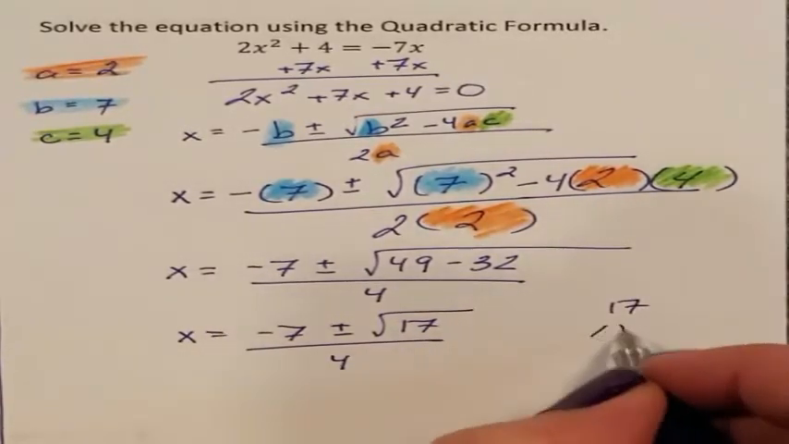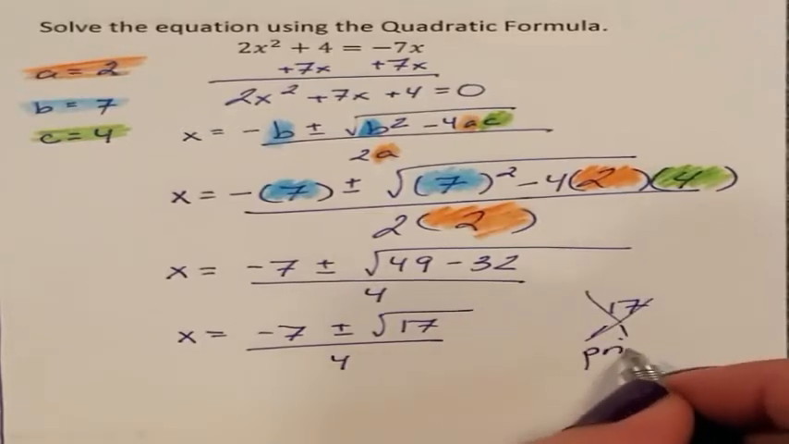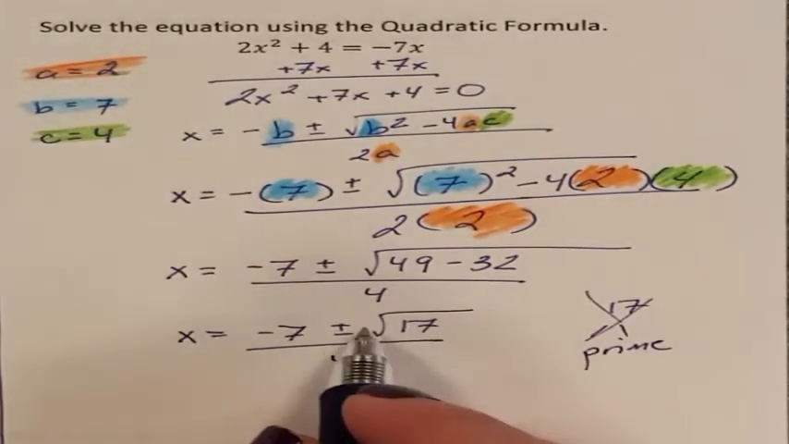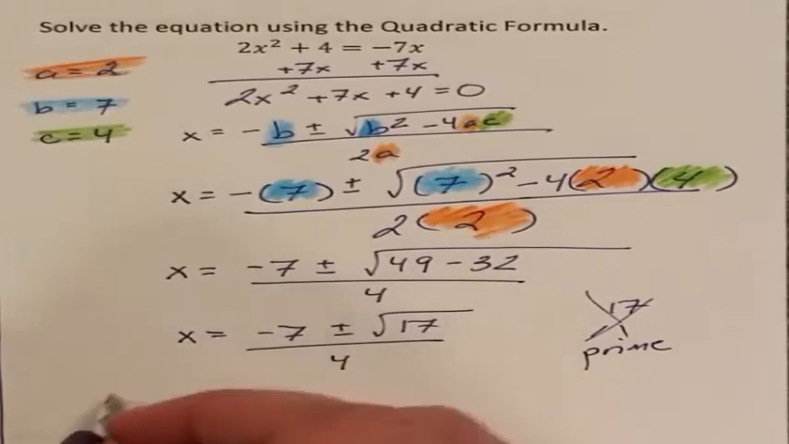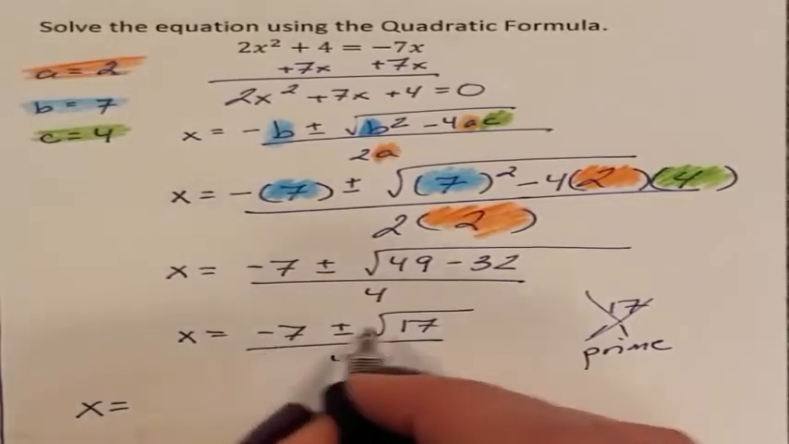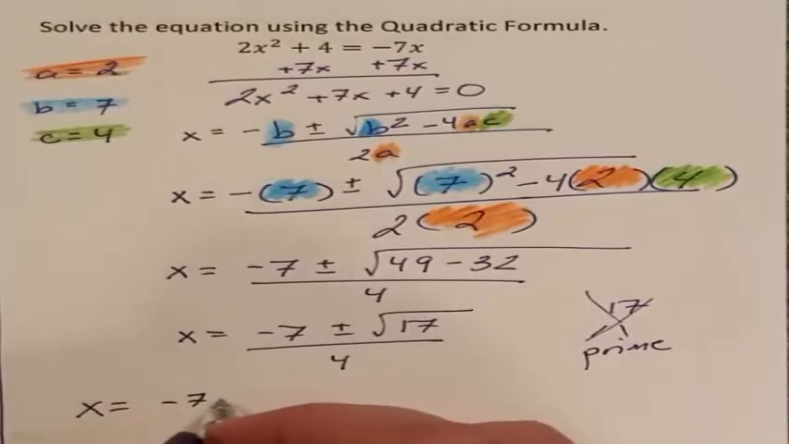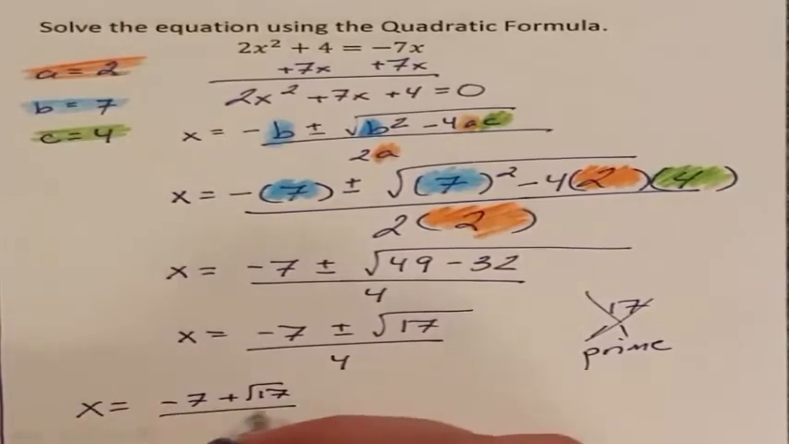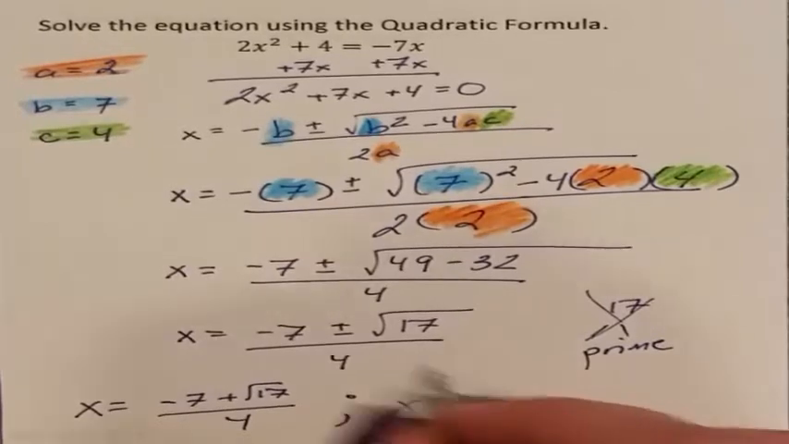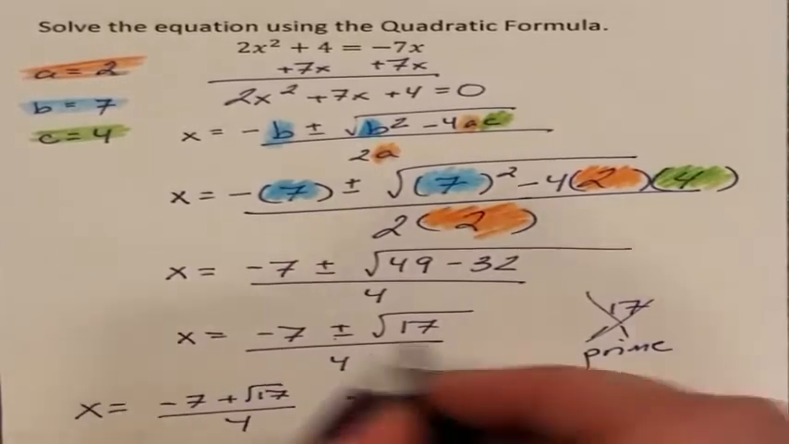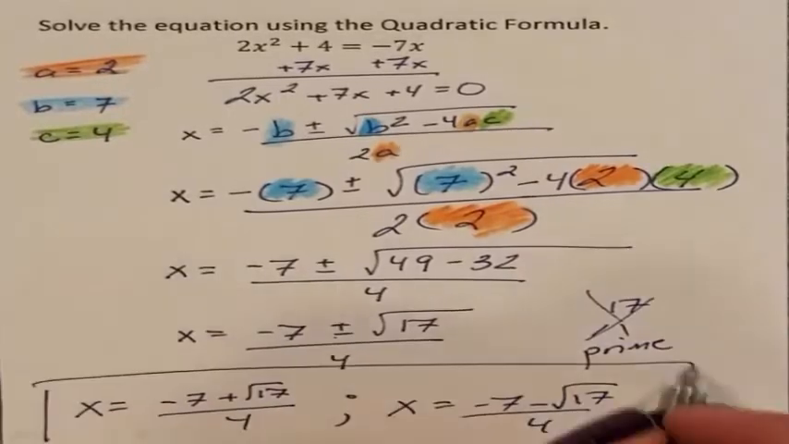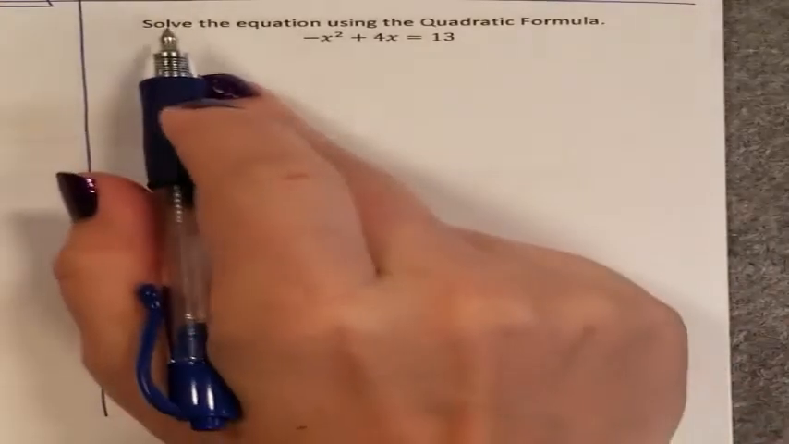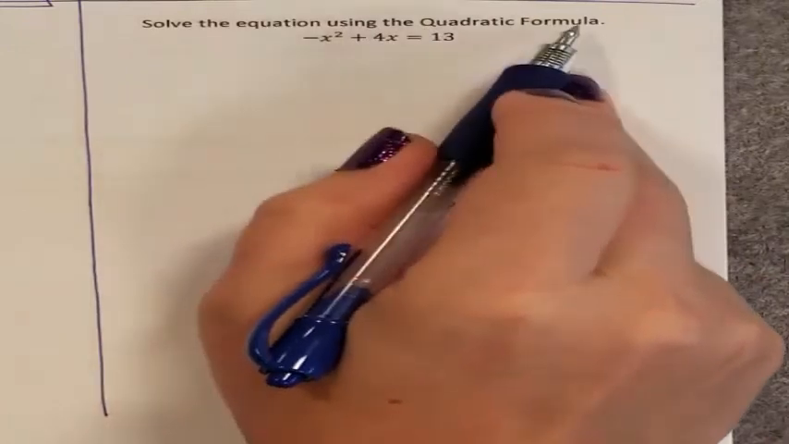17, can I prime factorize it? I can't. 17 is actually prime. There are no coefficients that can actually simplify, so this is our final answer. You have negative 7 plus the square root of 17 all over 4, and you have negative 7 minus the square root of 17 all over 4. Two answers.